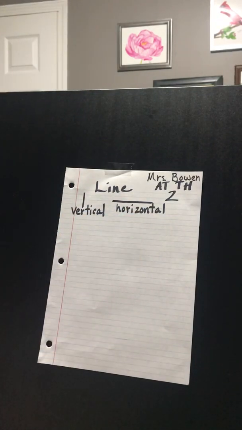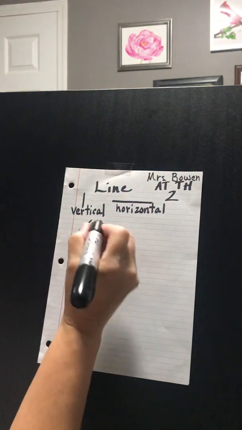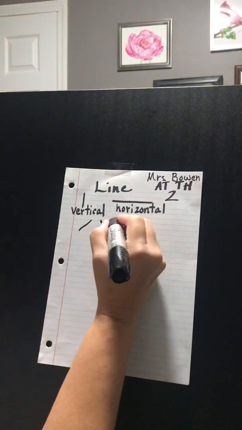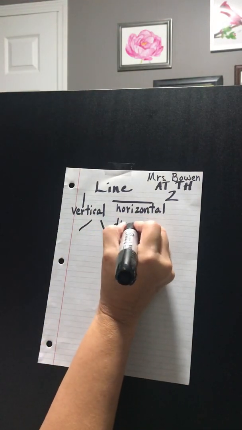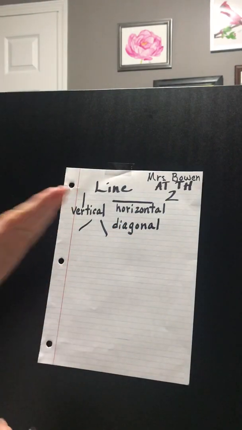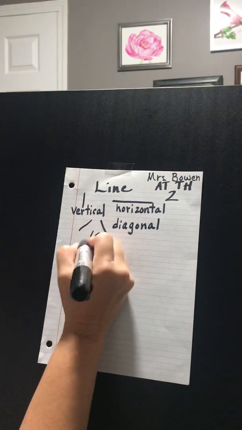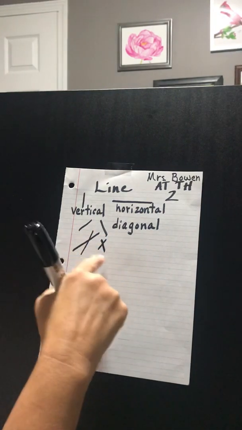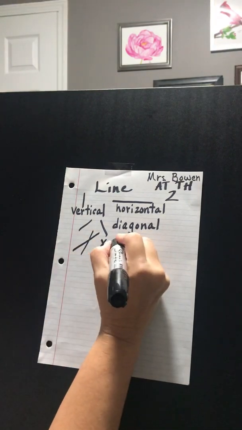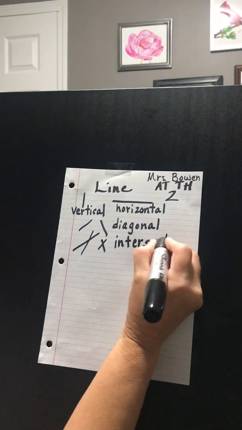The next kind of line we're going to talk about is a diagonal line. And you can either draw one this way or you could draw one this way. But they're both called diagonal. It's slanted, it's sideways, okay? The next line that we're going to talk about besides diagonal is called intersecting. And those are where lines cross each other. I gave you 2 examples there. So, intersecting.